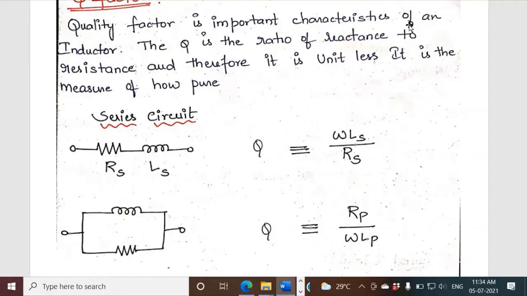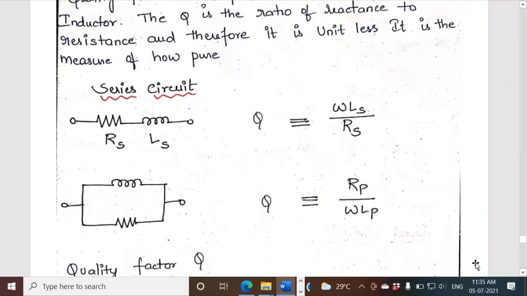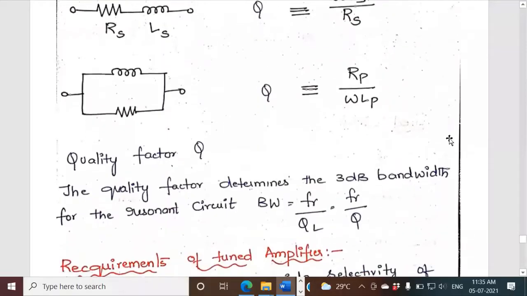Likewise, if you simplify, the quality factor simply becomes the reciprocal. Here you have omega L by R, and now it becomes R by omega L. Because this is parallel, we add a subscript P.